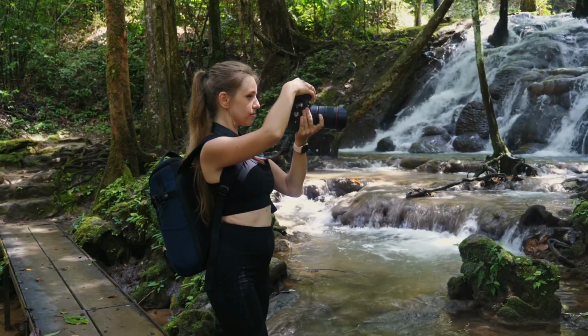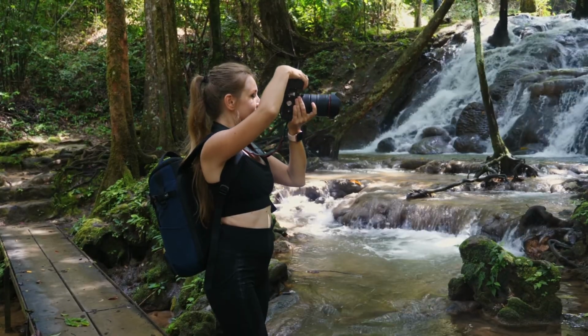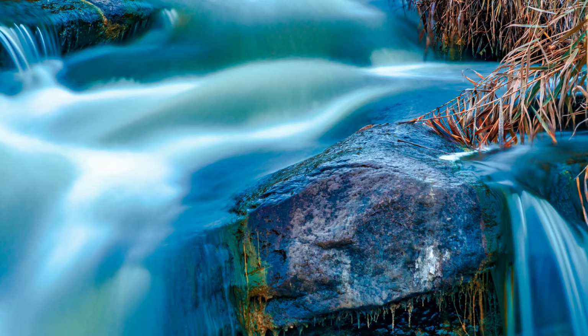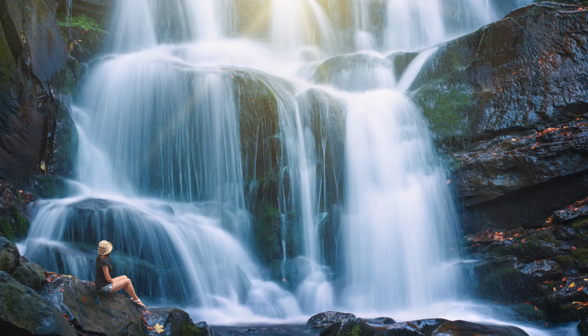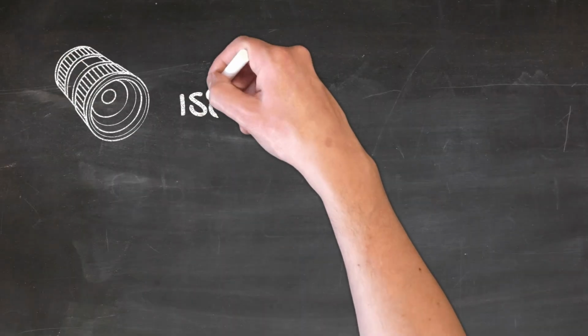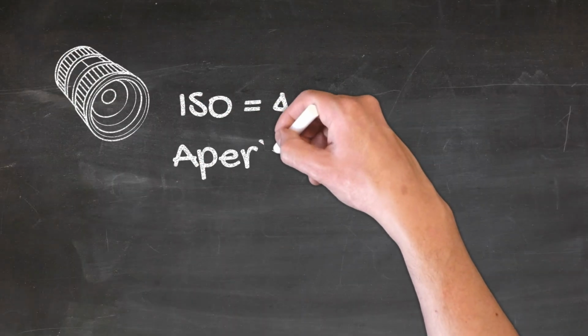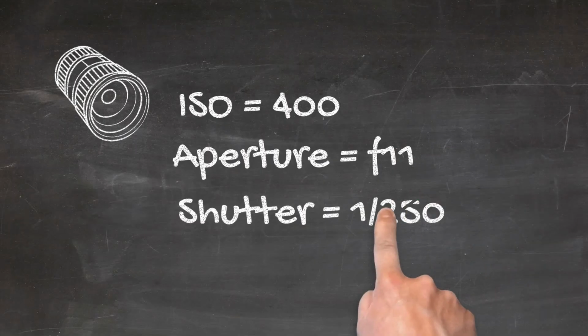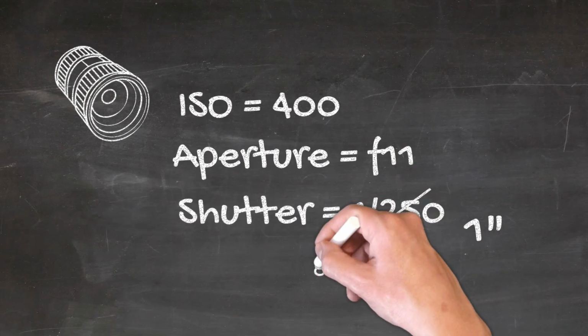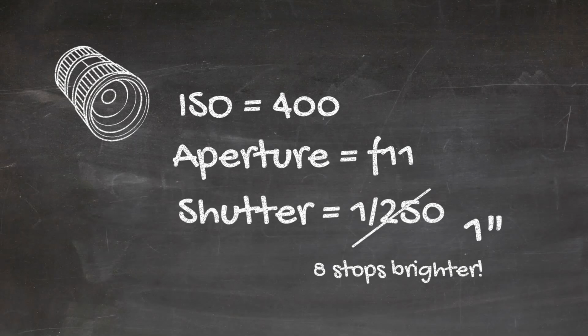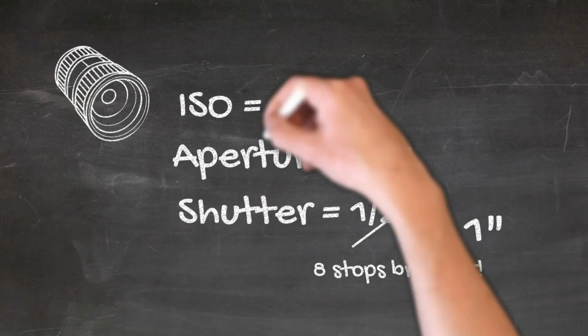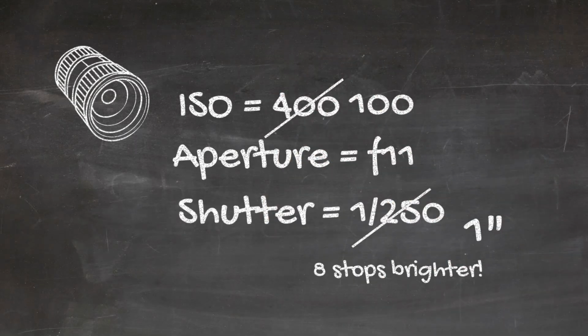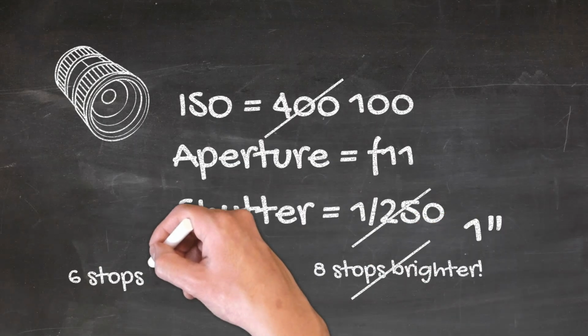Let's talk about waterfalls or ocean scenes, shots where you want that smooth, silky water effect. That means using a slow shutter speed, perhaps 1 second. But what if it's a bright day? Let's say the camera meters the scene at ISO 400, f11 and 1/250. Well, you want to set the shutter speed to 1 second. Now the image is way too bright, in fact 8 stops overexposed. So you decide to lower the ISO to 100, which takes away 2 stops. And that still leaves you 6 stops too bright.